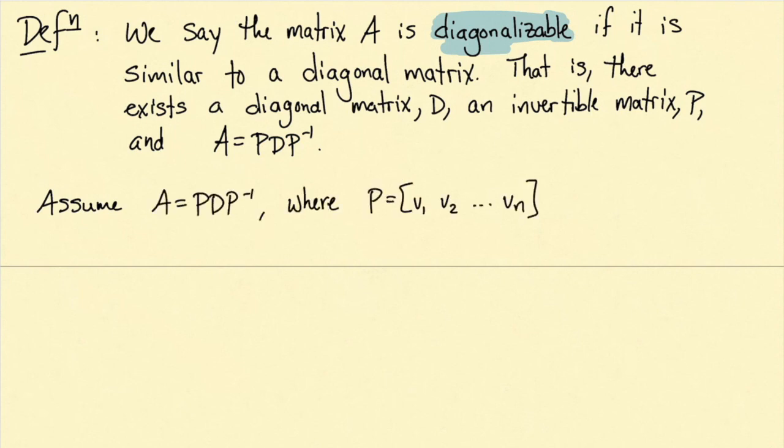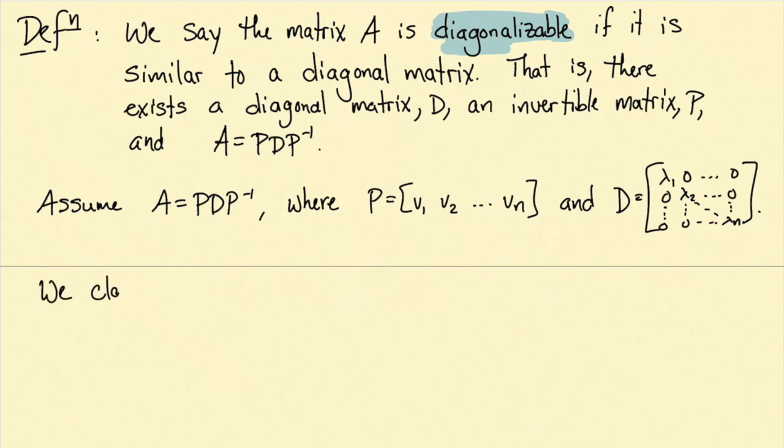So let's assume A is equal to P D P inverse, where P has columns v1, v2 down to vn, and D has lambda 1, lambda 2 down to lambda n along the diagonal. We claim that each of v1, v2 down to vn is an eigenvector for A with eigenvalue lambda i.